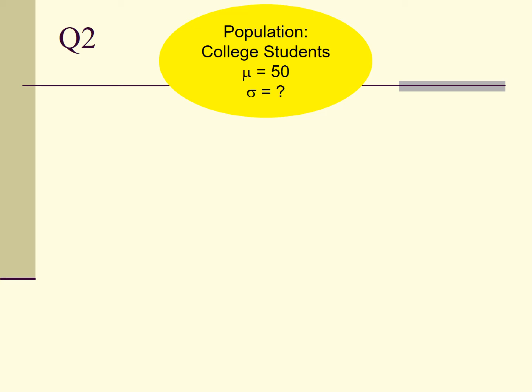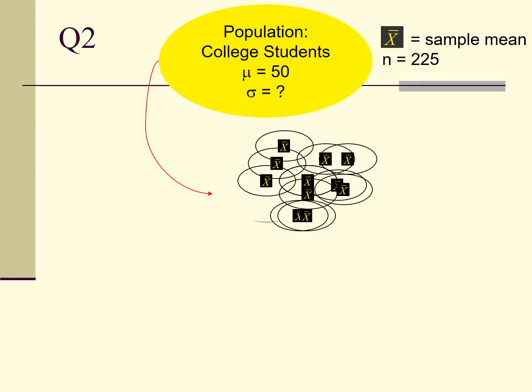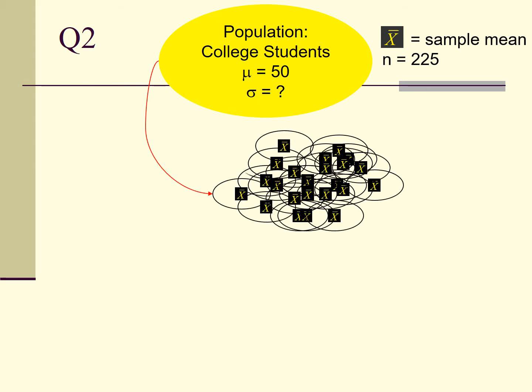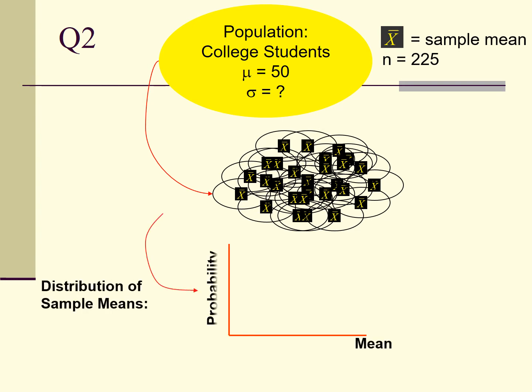Now let's look at the population of college students. Suppose the mean for the college students is 50. Then if we take a sample of 225 from this population and we compute the sample mean, then the extrovert score should be close to 50. If we draw many samples, each sample has 225 students, then we can construct the distribution of sample means.